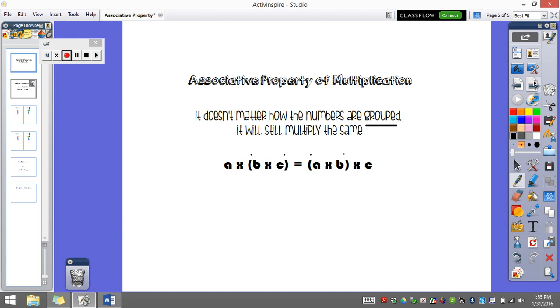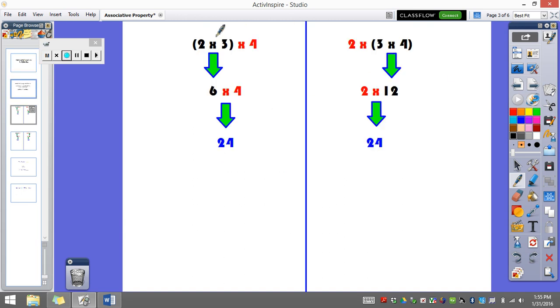If we try this with some numbers, what we are saying is if we have 2 times 3 in parentheses, we start with the numbers in the parentheses. 2 times 3 is 6. Then we do 6 times 4, which gives me 24. If we use those same numbers, a 2, a 3, and a 4, but we are changing the numbers that are grouped, so now we are grouping 3 and 4, we start with 3 times 4, which is 12, times 2, which is 24.